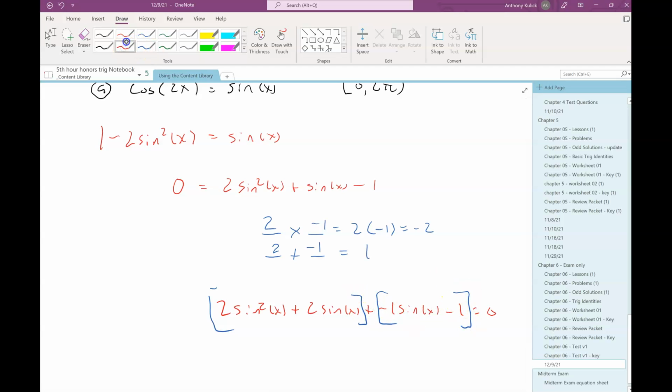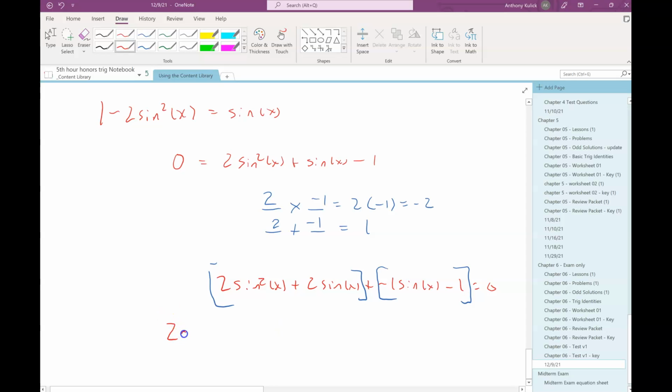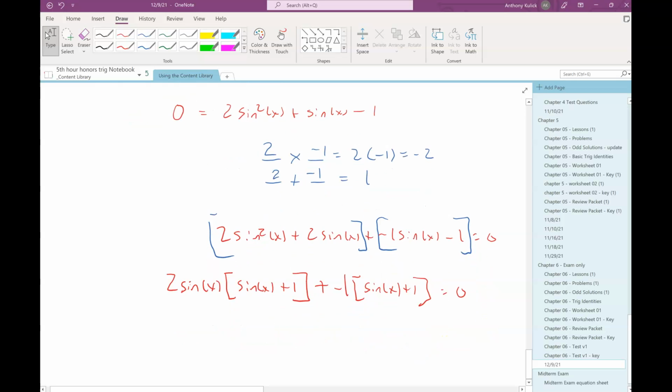So I can make 2 groups. From the first group, I can take out a greatest common factor of 2 sine x. From the second group, I can take out a greatest common factor of -1. Since each of these has a sine x plus 1 in common, I can factor that out, which leaves me with the 2 sine x minus 1. So there's my factored form.